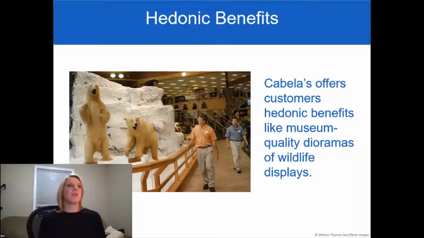So Cabela's is an example of a store that provides its customers with hedonic benefits. So they offer these museum-like dioramas of wildlife displays when you're walking through the store. I think Bass Pro Shops is another retailer that does that. Like if you want to buy a kayak, sometimes when they have a kayak sale, they actually have a pool that you can put the kayak in to test it out. So those aren't really necessary benefits, but they're things that kind of keep people coming back and build customer loyalty and also create a competitive advantage.